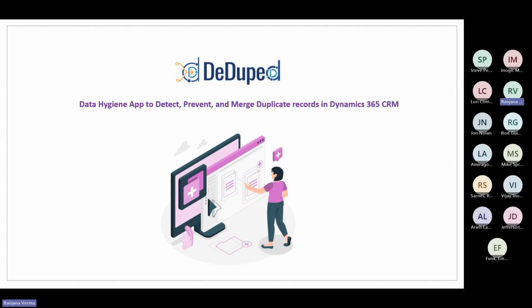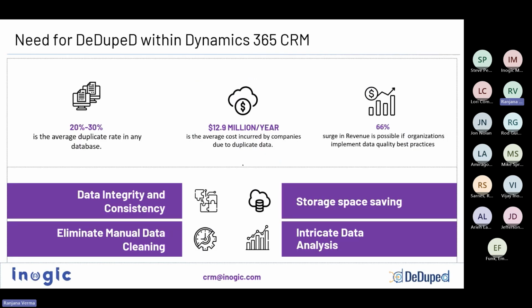So in simple terms, if I had to tell you what DeDupe is, DeDupe is a data hygiene app that detects, prevents, and merges duplicate records in Dynamics 365 CRM. Okay. So what are the challenges that we have is very important to us. So let's just understand why we need DeDupe, right?